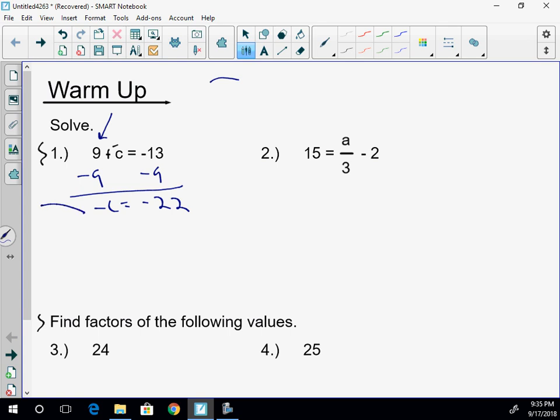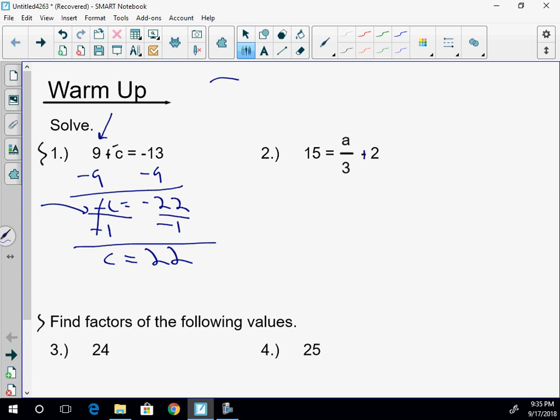Now that C is not all by itself, I have to get rid of that negative C by dividing out the negative. Negative divided by negative is positive C, which is what I'm looking for. Negative 22 divided by negative 1 is positive 22. So hopefully we all got that. If not, hopefully you can see a mistake that you can correct.